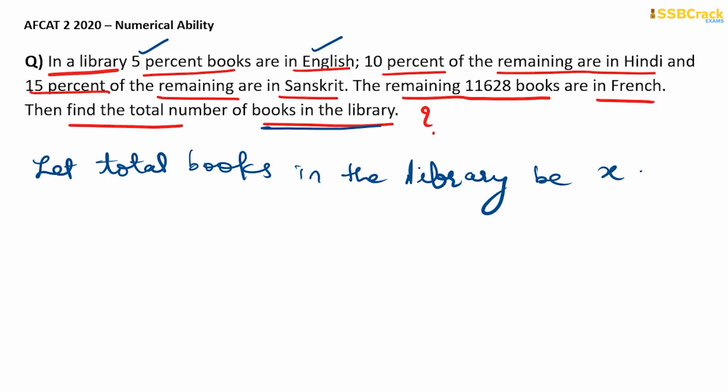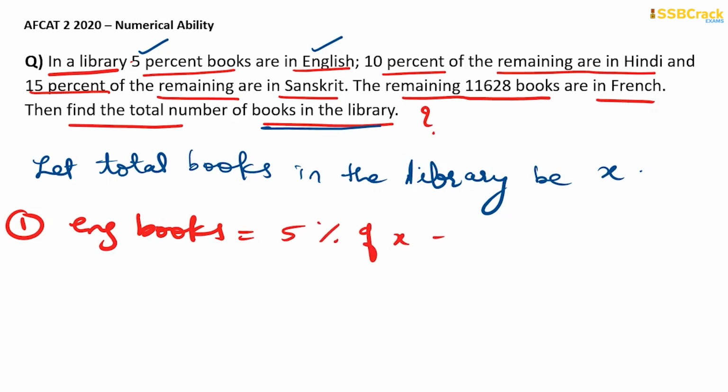As per the very first statement in the question, 5% books are in English. Let's list them down. They will be 5% of X. So 5% means 5 by 100 part of X. So this is X by 20, isn't it? So we got English books 5%, so X by 20.